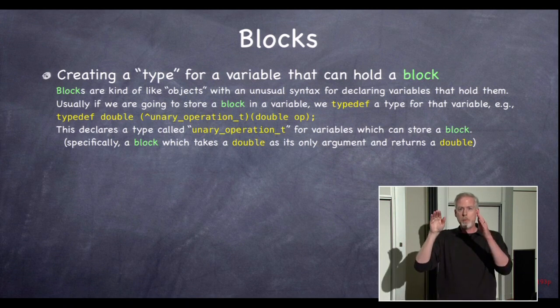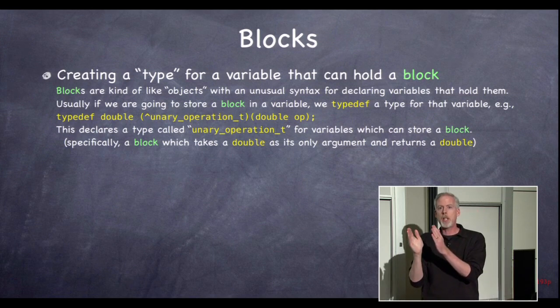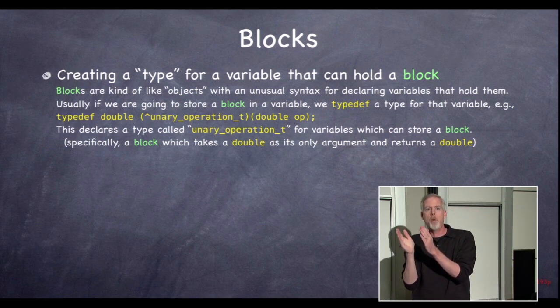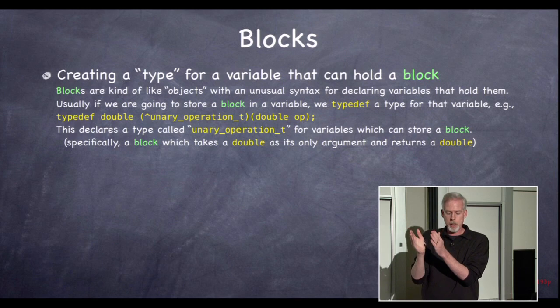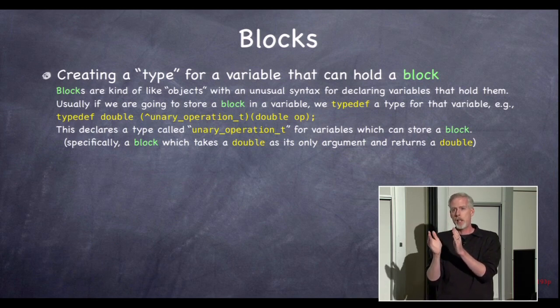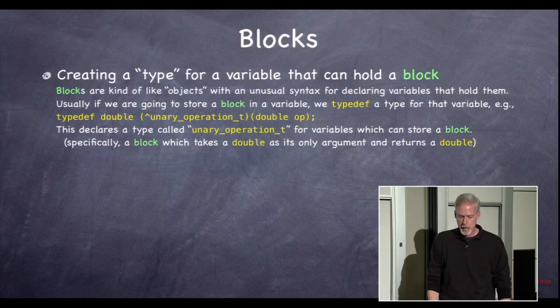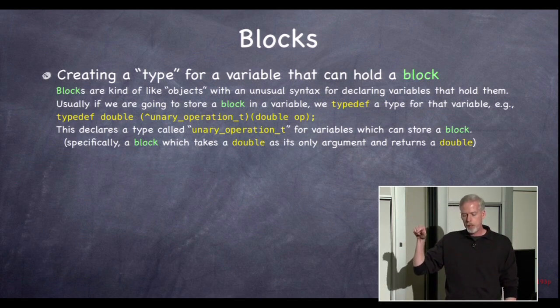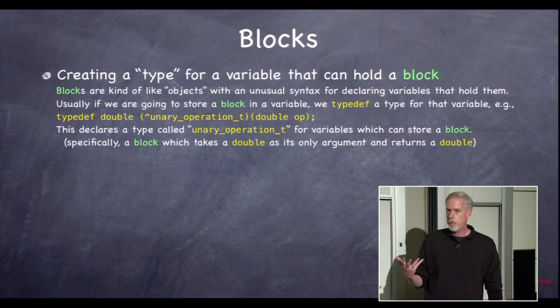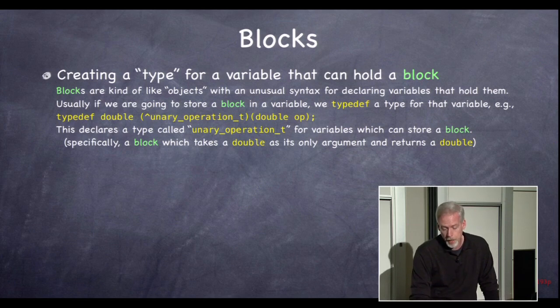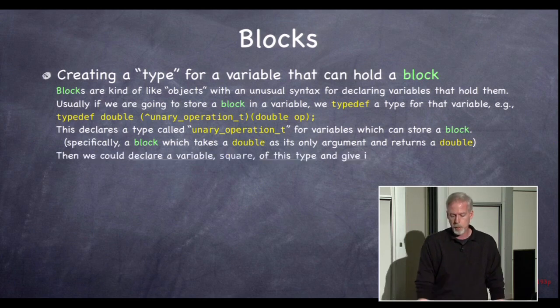And then I'm doing parentheses, caret, and then the name of the type. So like CGFloat is the name of a type. Here, the name of this type is unary_operation_t. A lot of times when we define a type, we put that _t at the end just to make sure we realize, oh yeah, this symbol is a type we've defined. Okay, so that line of code, typedef double (^unary_operation_t)(double op), defines a new type, which is a block that takes a double and returns a double. And the name of the type is unary_operation_t.